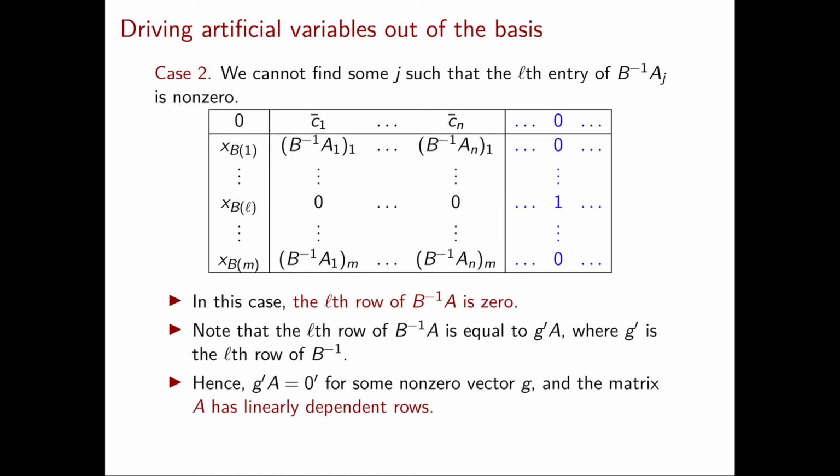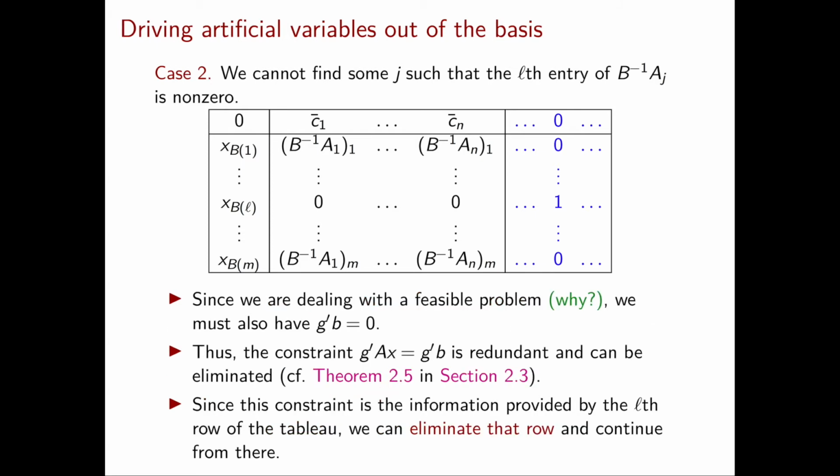In other words, the 0 vector can be obtained with a linear combination of the rows of A. Therefore, A has linearly dependent rows. So this second case can never happen if we assumed in the first place that A has linearly independent rows. However, if we find ourselves in this situation, it means that the matrix A that we started from had linearly dependent rows and we didn't realize that until now. In this situation, we immediately obtain that we also have g transpose B equal to 0.